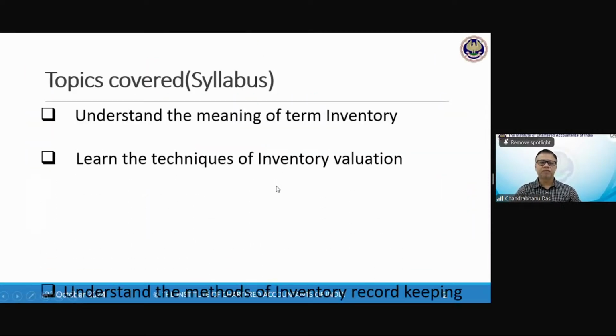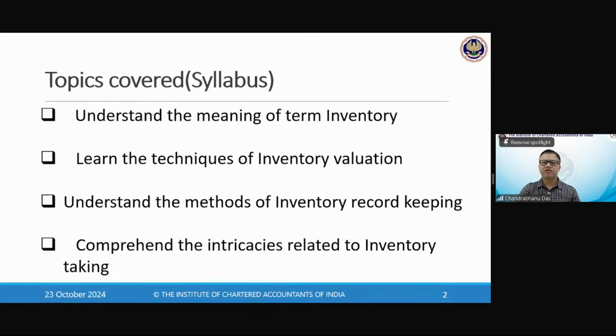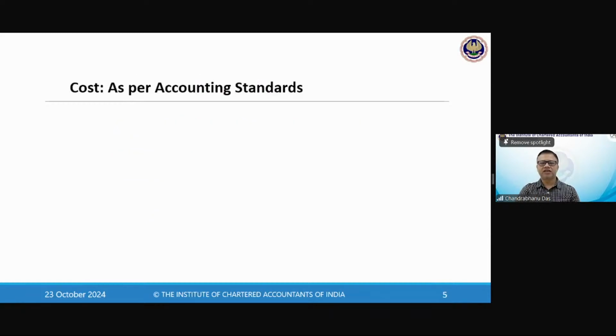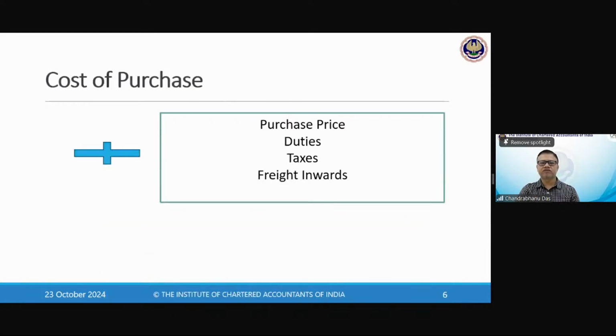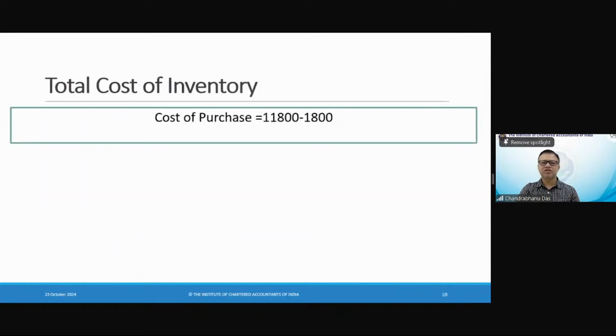So these are the topics we had to cover. Just understand that we have to learn the basic techniques of inventory valuation, and most importantly, when you find the CA foundation questions, they ask you to understand the methods of inventory record keeping. So whatever the CA foundation questions came, they were only talking about the methods of inventory record keeping. You have to have an idea and compare the intricacies related to the inventory techniques. We talked about the inventories, different costs of purchase, and how you calculate the inventories, the different bases of inventory calculation.